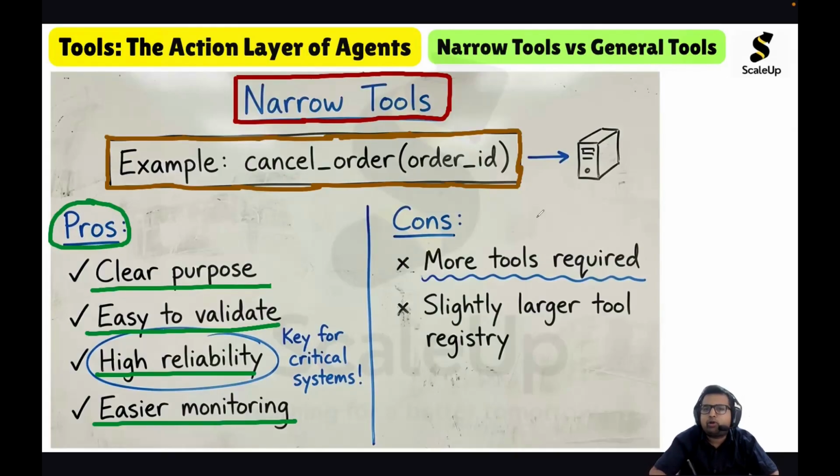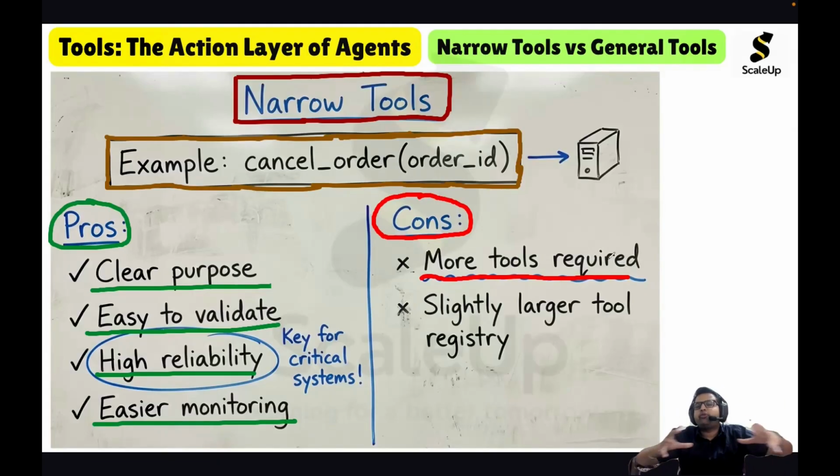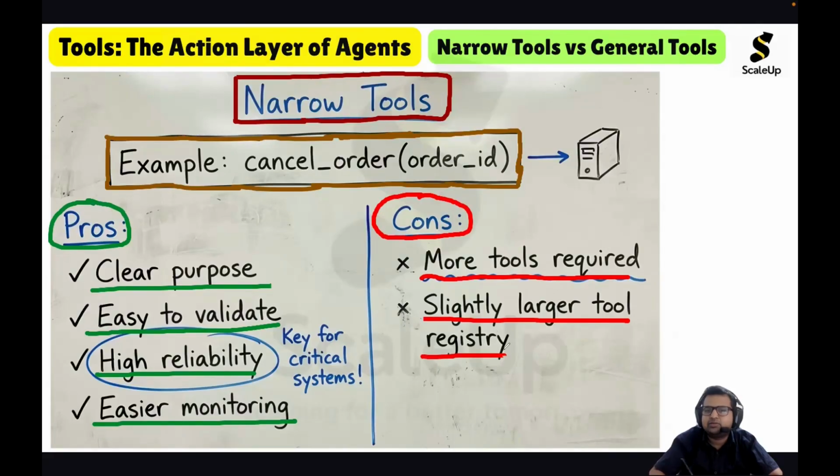And if we talk about cons, the drawback is that when we are using narrow tools, we have to use more tools because for every particular task, we have to have a tool. So the number of tools will increase. In the tool registry, the number of tools will increase. So we will have a slightly larger tool registry because of the narrow tools.